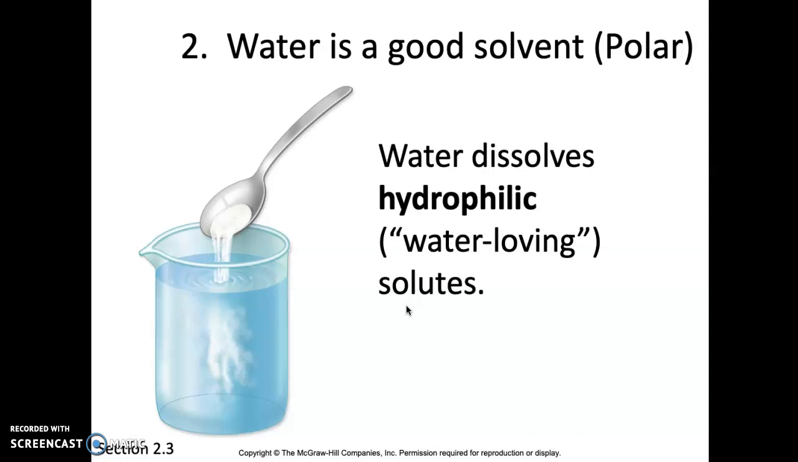So solutes that are hydrophilic, or water-loving. Philic is to love, water-loving. Water is going to be able to be attracted to anything that's water-loving, and water-loving has to be polar. If you have a charge, you're good. You're going to be able to get along with water. If you don't have a charge, you will never get along with water. Okay?